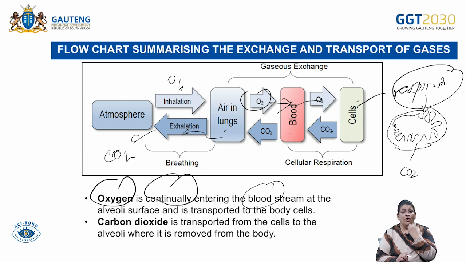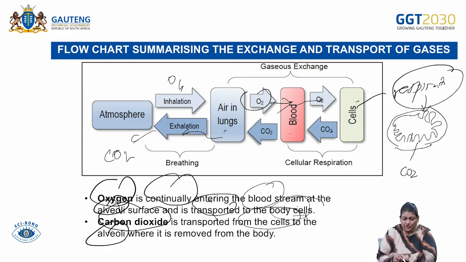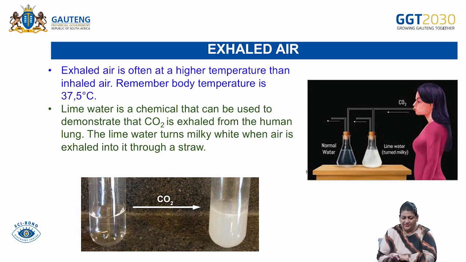You are needing oxygen. The only way it can come from the outside to the body is via the breathing of your lungs, right? So your oxygen is continually entering the bloodstream at the alveolus and transported to the body cells, and then carbon dioxide is transported from the body cells to the alveolus of the lungs, where it's going to be exhaled.